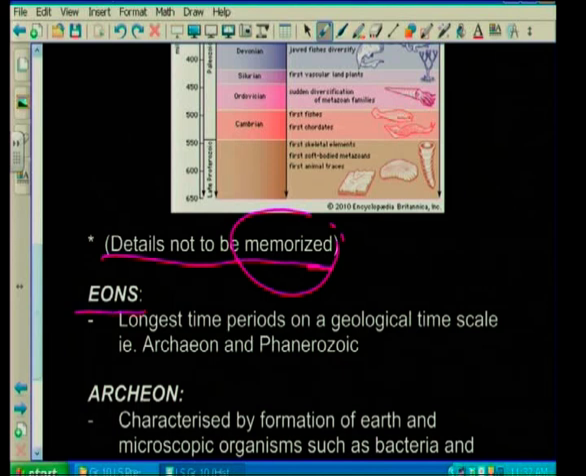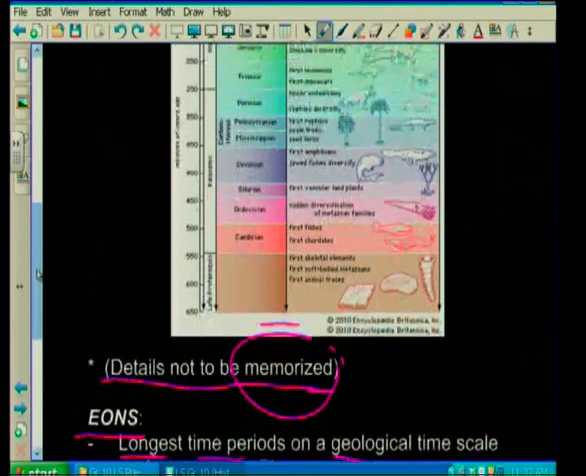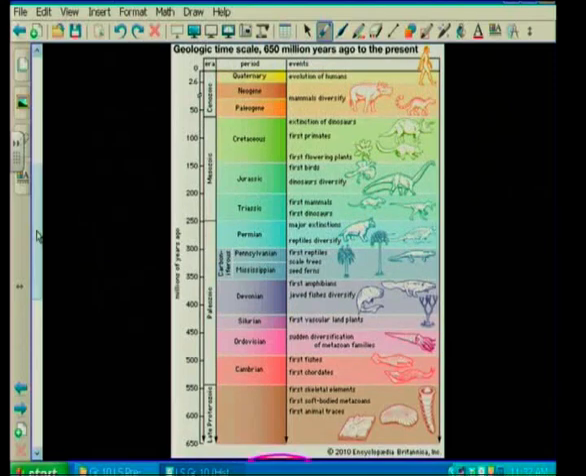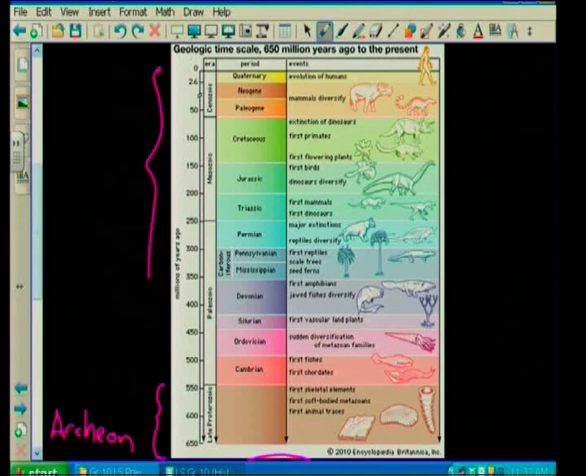Let's look at the eons. What are eons? Eons are the longest time periods on a geological time scale. That is the Archean and the Phanerozoic. Let's plot them on the geological time scale. You find that the very beginning of Earth's history started in the Archean. That's the longest time period. And then the rest of the geological time scale is divided into the Phanerozoic.